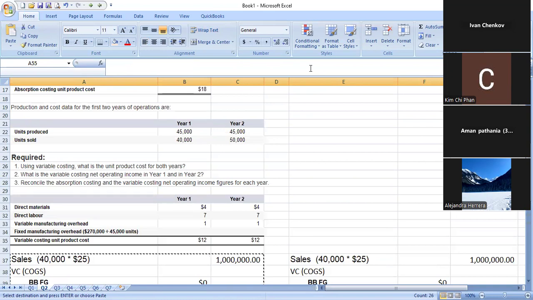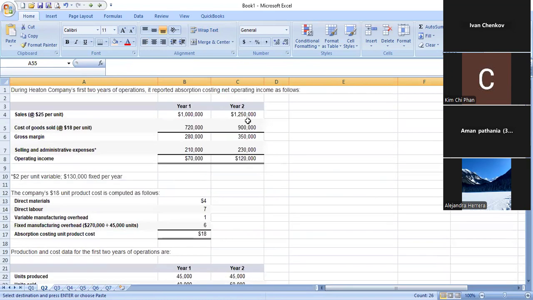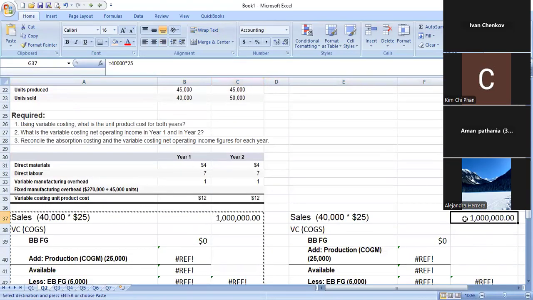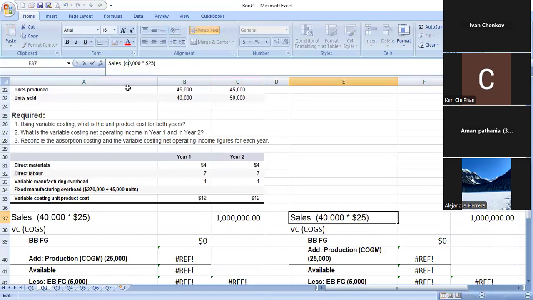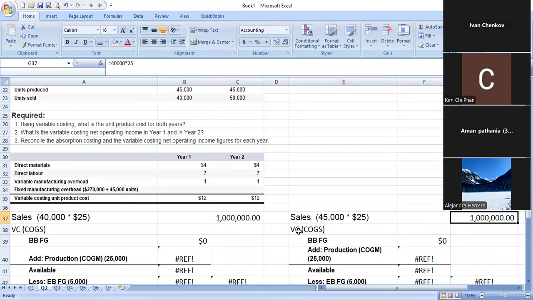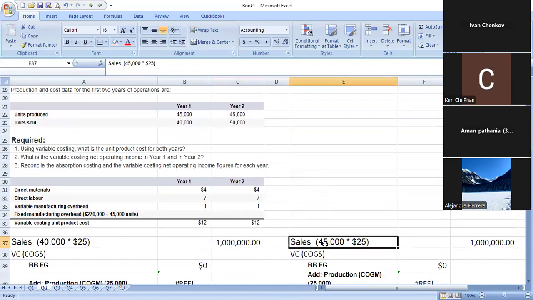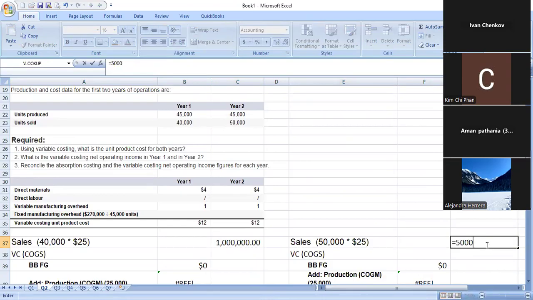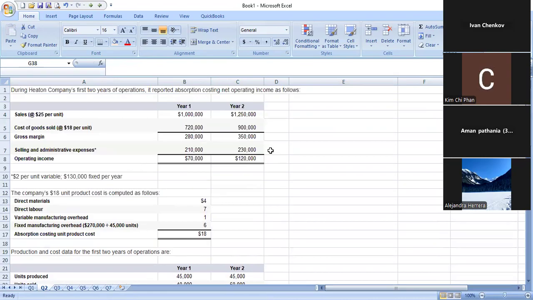What's going to change? Only cost of goods sold and inventory. That's the only thing. Since we're selling 50,000 units, 50,000 times $25 is going to give us 1,350,000. So there will be no change in the sales in both systems.